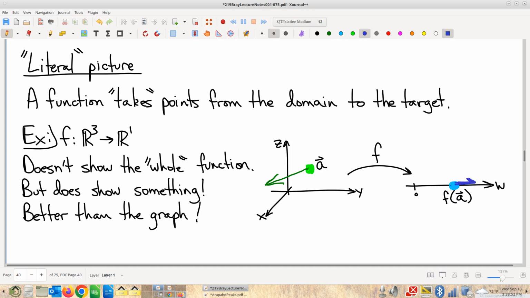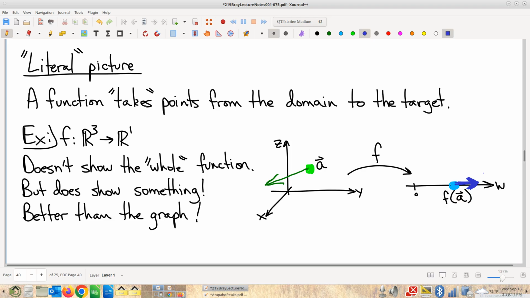I don't know what it'll be. I'm arbitrarily going to make up some vector, but if this point is moving with some velocity, its image will be moving with some velocity. Now, how do we determine this vector? Well, that's actually a longer conversation. That's going to take us a while. We won't be answering that today.